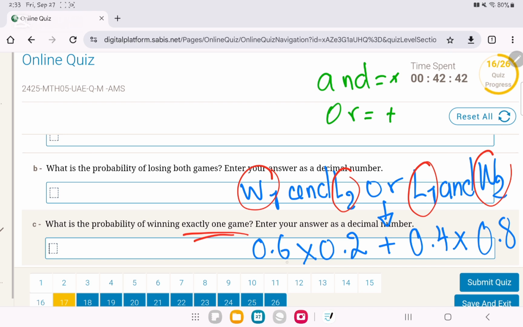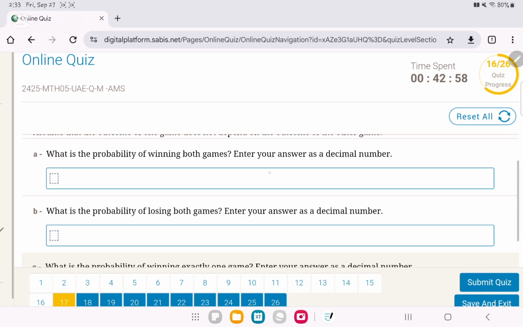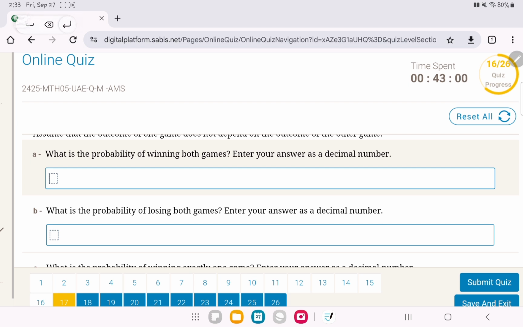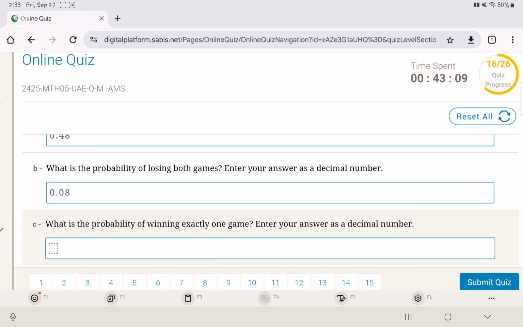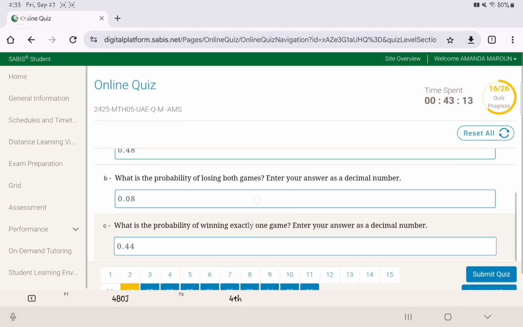Okay, so now 0.6 times 0.2 is 0.12 plus 0.4 times 0.8, which is 0.32. So in total, it's going to be 0.44. So the probability of winning both games was 0.48. The probability of losing both games was 0.08. And the probability of winning exactly one game was 0.44.